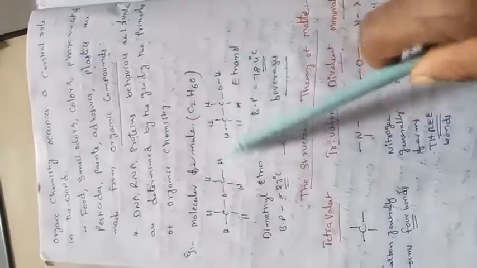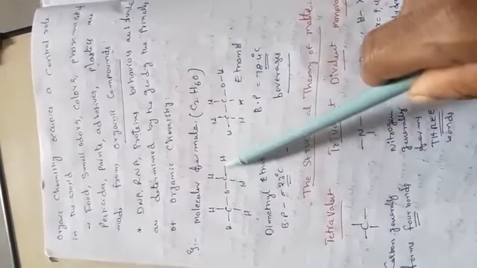For example, the molecular formula C2H6O, we can write as CH3OCH3. This is dimethyl ether, its boiling point is minus 23 degrees centigrade, and ethyl alcohol, CH3CH2OH, its boiling point is 78.4 degrees centigrade. This ethyl alcohol is used as a beverage. So in organic chemistry it is very important to study and understand the properties of a molecule. So structure is very important.